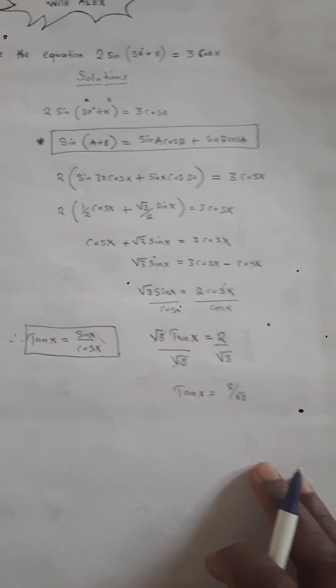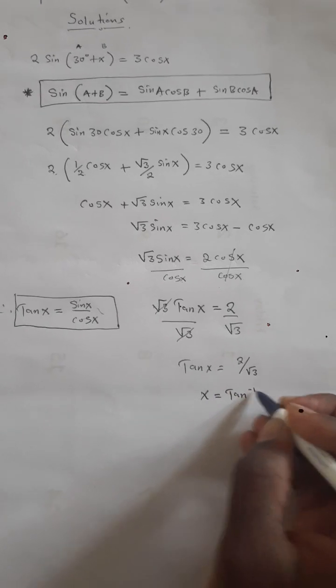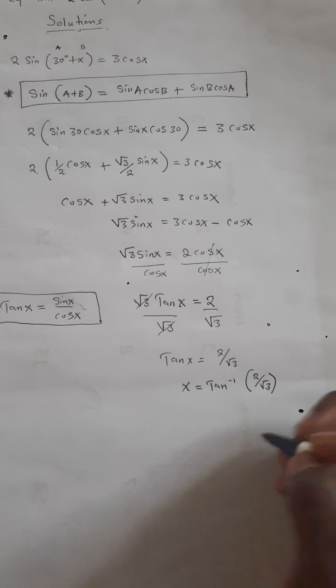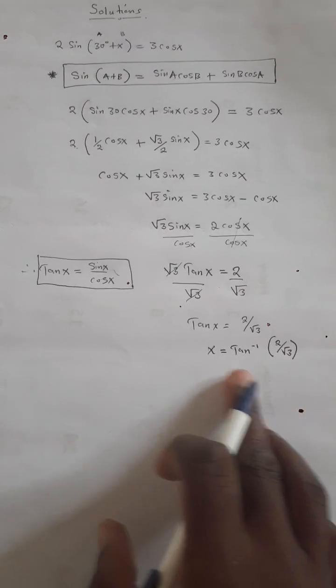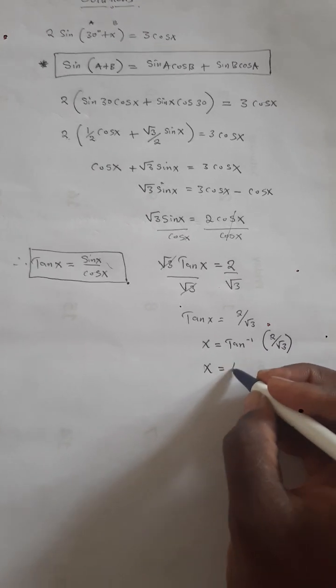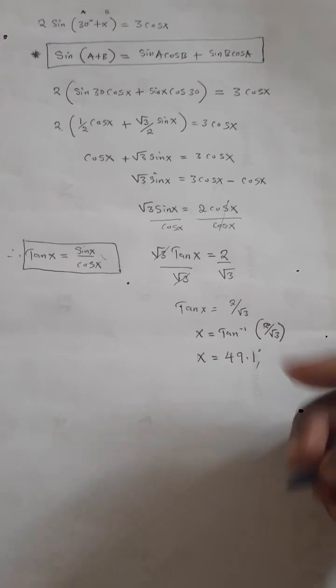This is very simple, guys. Our x is equal to the tan inverse of 2 over the square root of 3. The tan inverse of this value is 49.1. Then the other one.